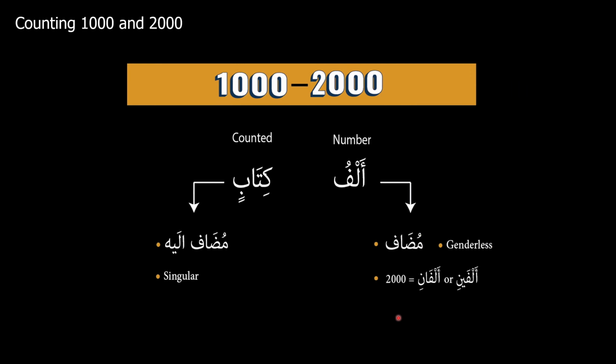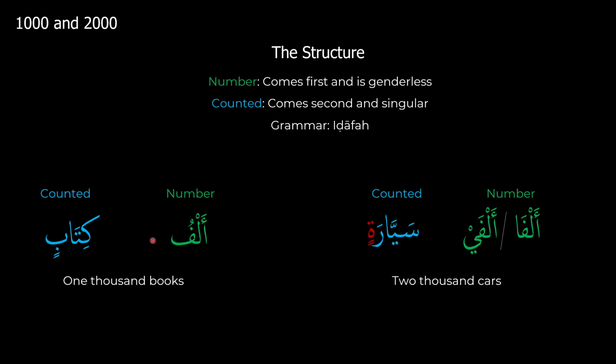And now let's look at counting 1,000 and 2,000. So again, same thing as before, mudaf ilayh structure. The number is going to be genderless, and the counted is going to be in the singular form. So here we have alfu kitabin. So alfu is just 1,000 and it's genderless. And then we have the counted after, which is going to be in the singular form. So this is just mudaf ilayh, and that's why this is in jar. So this is 1,000 books.